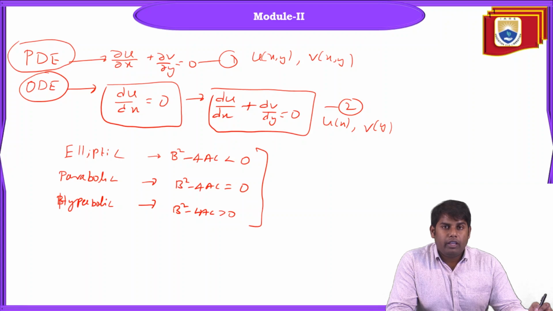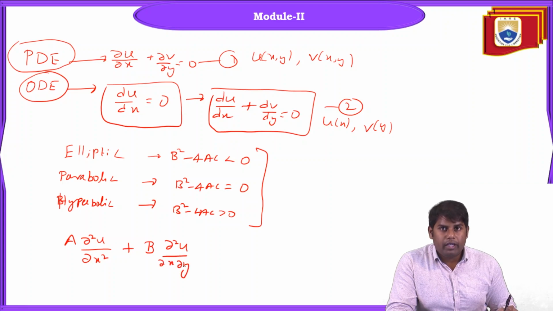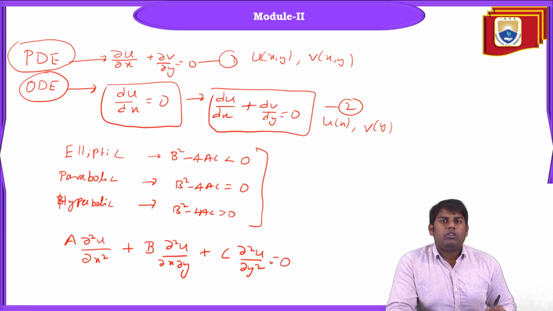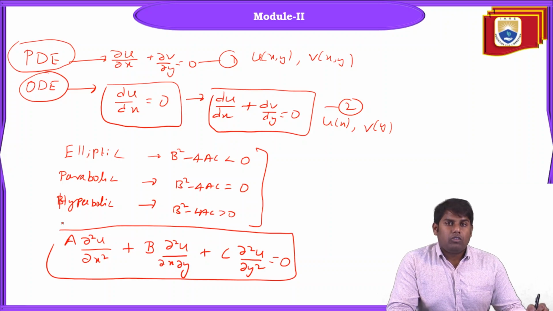This is based on the second order partial differential equation, which is a into dou square u by dou x square plus b into dou square u by dou x dou y plus c into dou square u by dou y square is equal to 0. For this generalized equation, we are applying the classification rule. This is the part of the definition terminology of module 2.